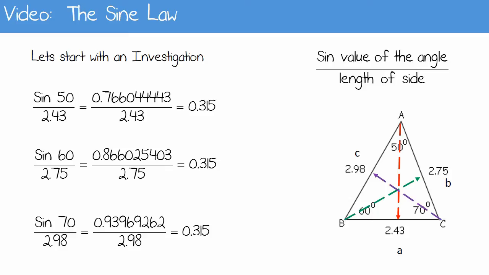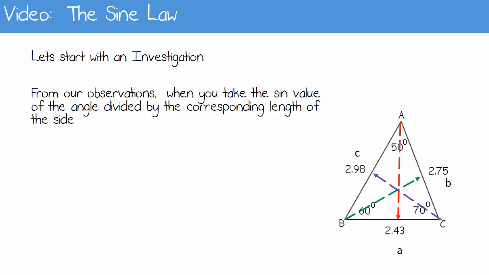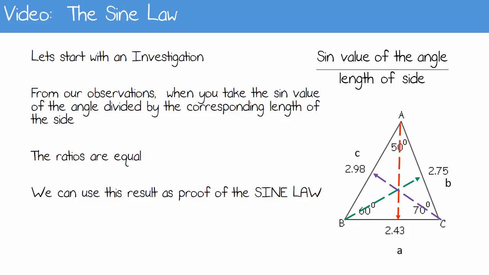The sine of 70 degrees divided by 2.98 is equal to 0.315. We notice that all the ratios have the same value. From our observations then, when you take the sine value of the angle divided by the corresponding length of the side, the ratios are equal. We call this result the proof of the sine law.